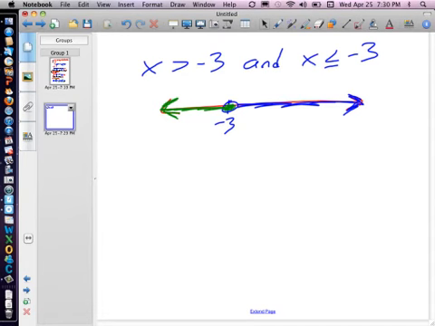There is no overlap or intersection because the blue part of the -3 was not part of the answer. It was an open circle, so it didn't count. So that would have been the only overlap, but there is none.